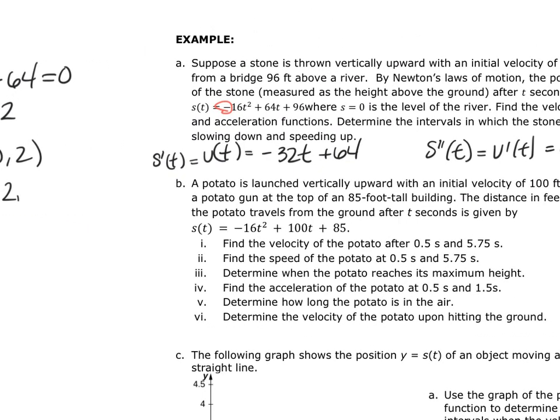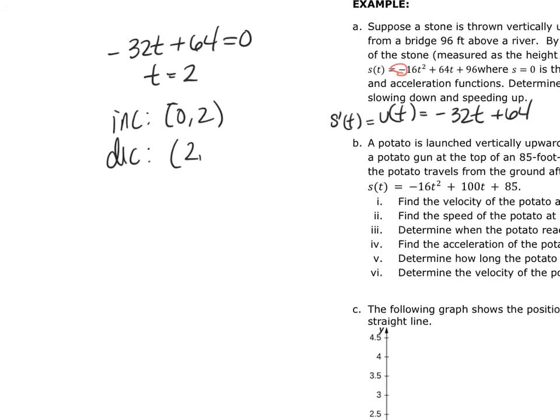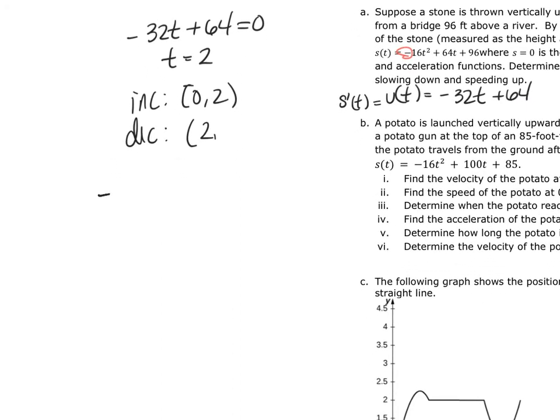How do I figure out where I land? Because obviously it makes no sense to continue to fall. I set my original equation equal to 0 and I solve. So if I want to know where I decrease, I need to go back to my original equation, which is negative 16t squared plus 64t plus 96. And I need to set this equal to 0 to figure out where this thing lands, where my position is at 0. So I'm at the ground again.